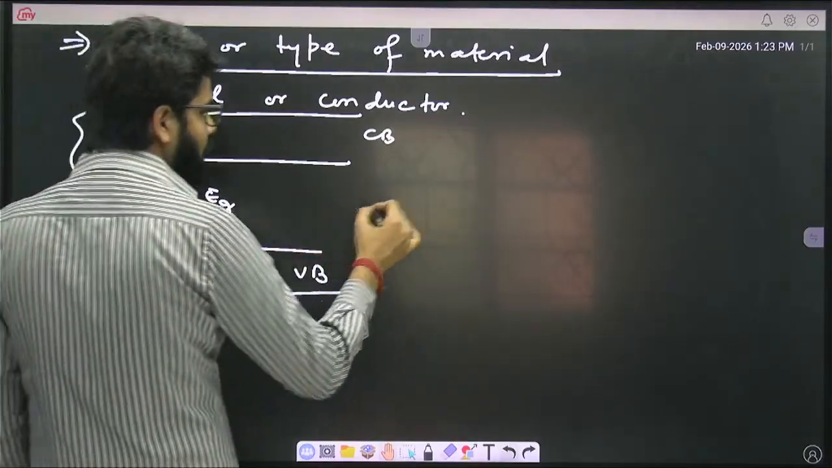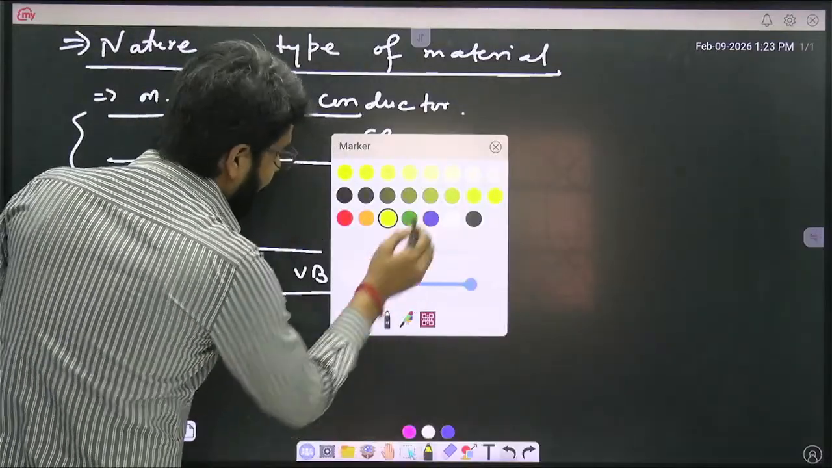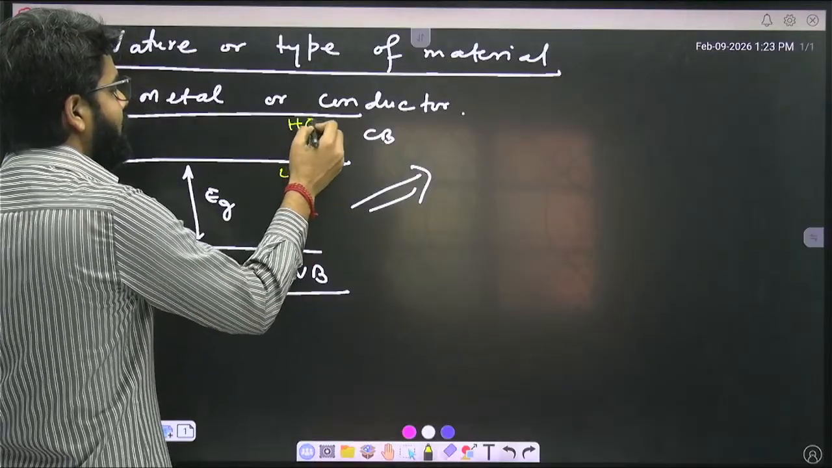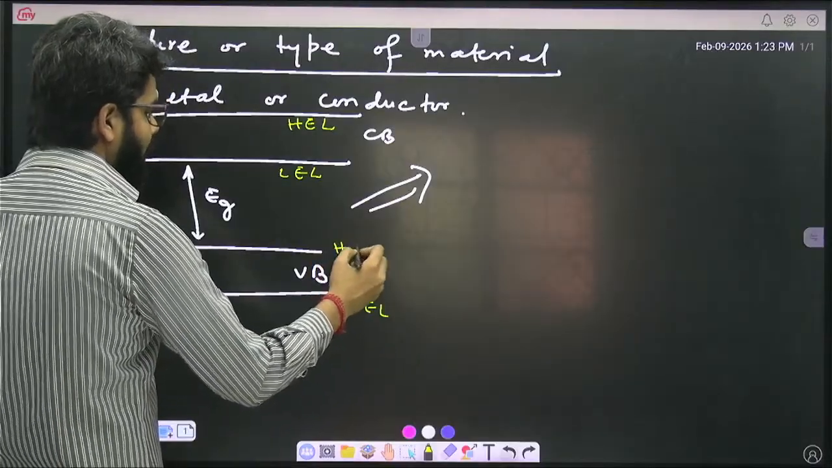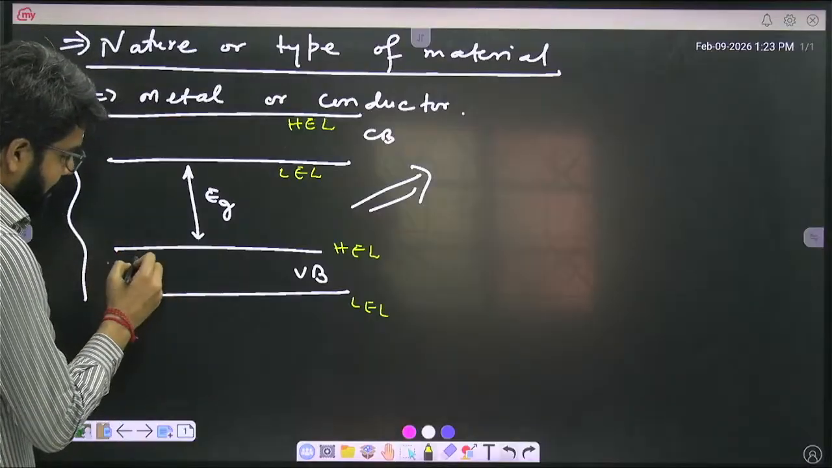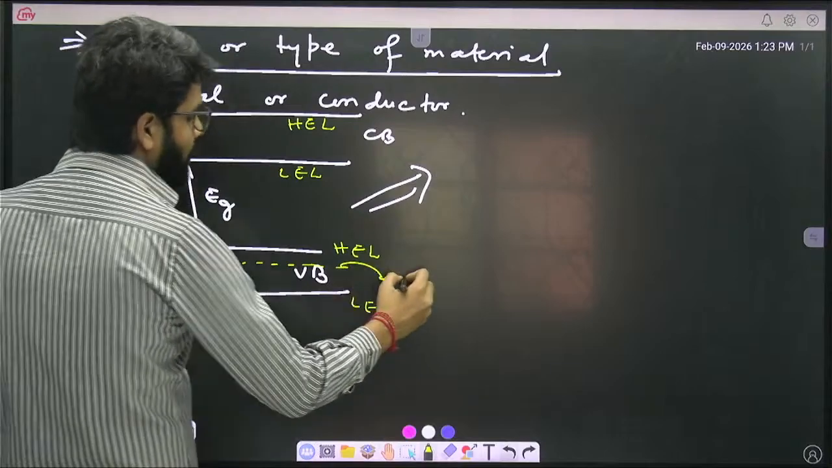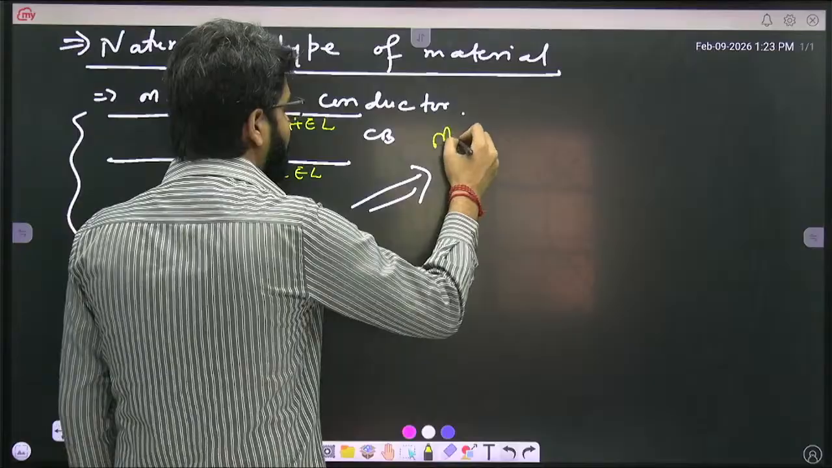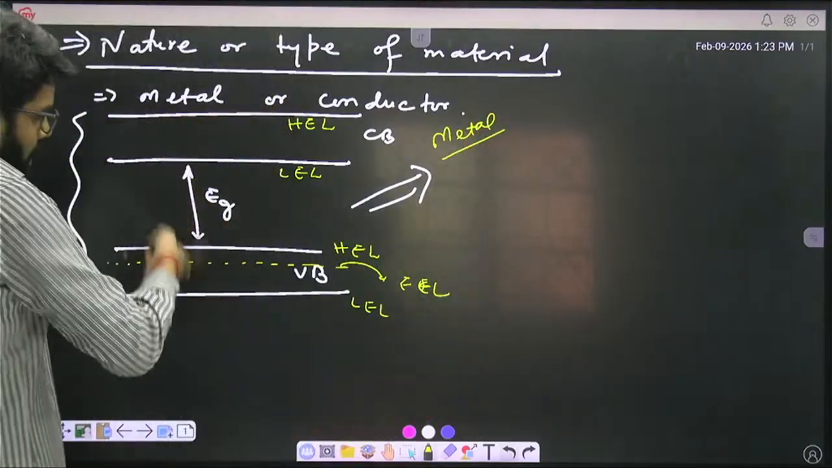If you want to draw it for the metal, what will happen? You see, in the conduction band, this is the lower energy level, LEL. This is the higher energy level, HEL. This is the lower energy level of the valence band. This is the higher energy level of the valence band. Okay, and the energy level up to which the electron exists in a cell is called the Fermi energy level.